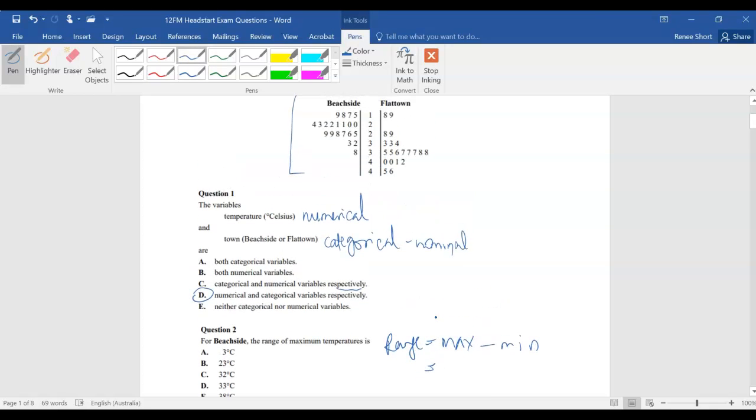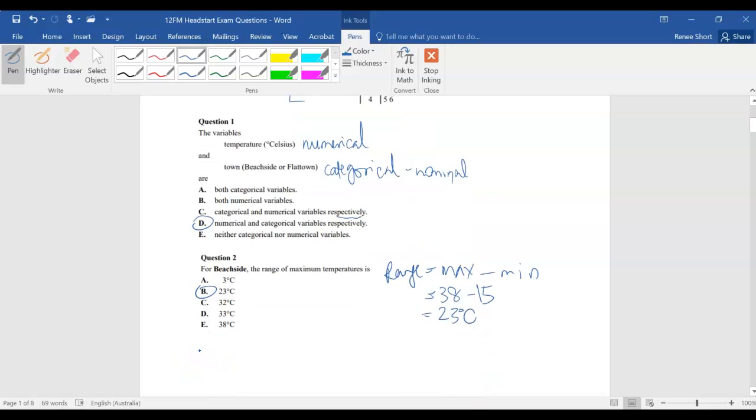And if we scroll up here, the maximum for Beachside is 38. And the minimum for Beachside, so we're reading off the left-hand side, is 1 and 5. So that there is 15. And 38 minus 15 gives us 23 degrees Celsius. So the answer is B.